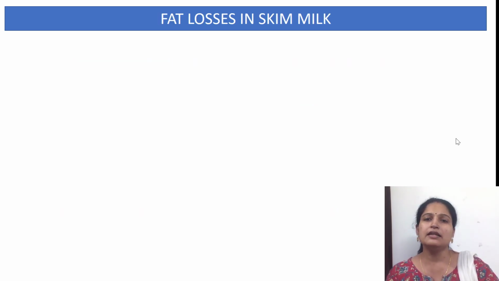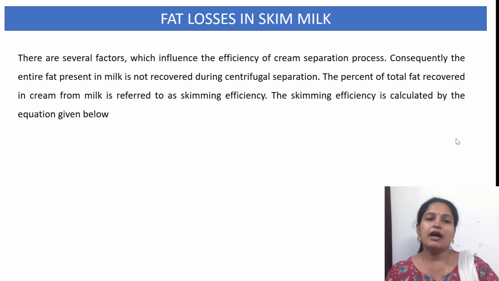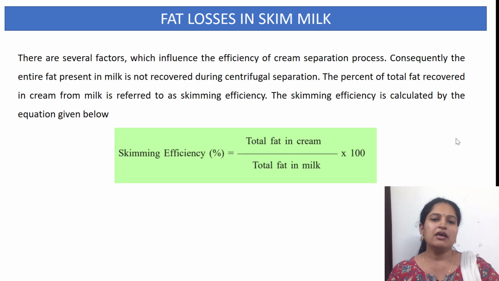Then fat losses in skim milk. There are several factors which influence the efficiency of the cream separation process. Consequently, the entire fat present in milk is not recovered during centrifugal separation. The percent of total fat recovered in cream from milk is referred to as skimming efficiency. The skimming efficiency is calculated by the equation given below, that is, skimming efficiency is equal to total fat in the cream divided by total fat in the milk, times 100.